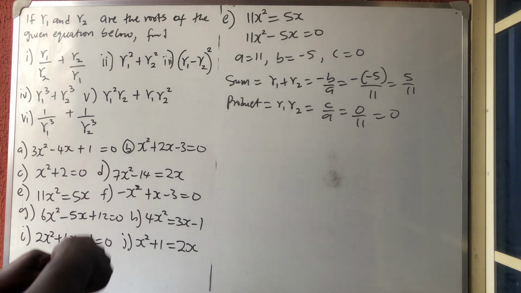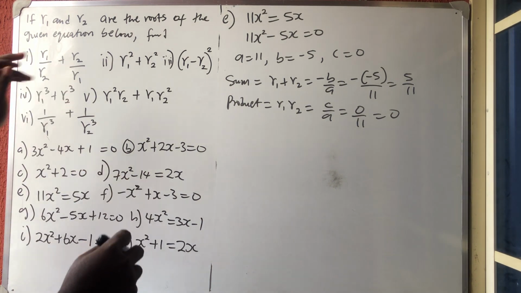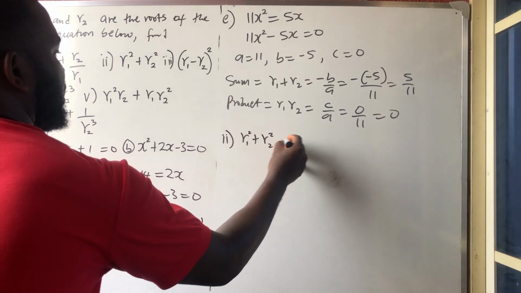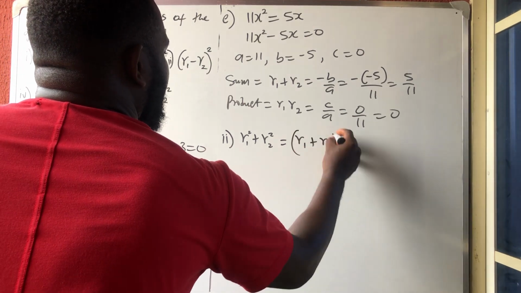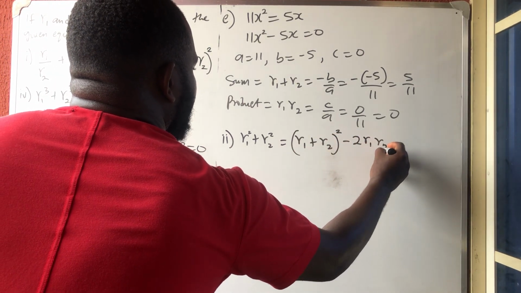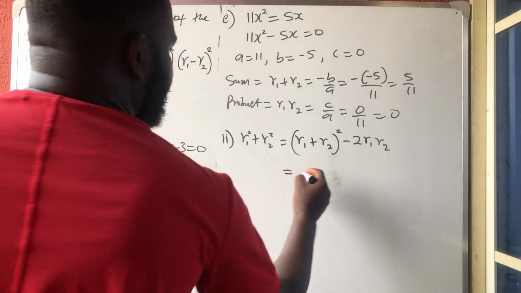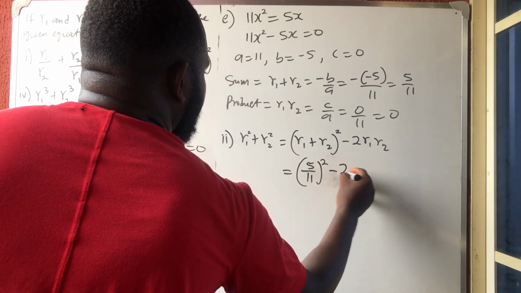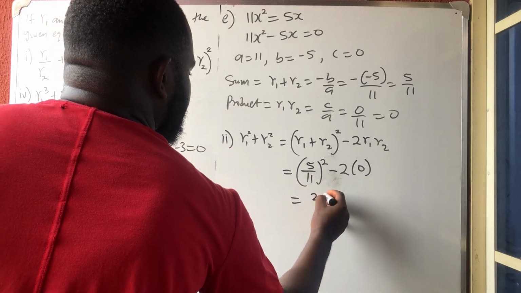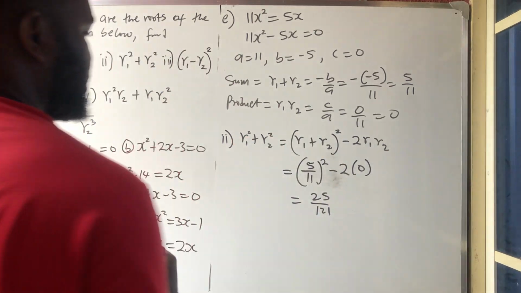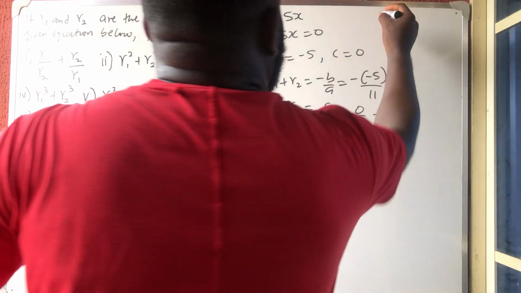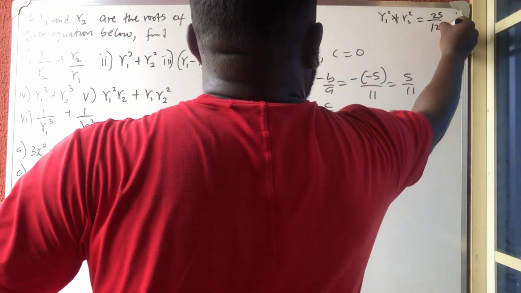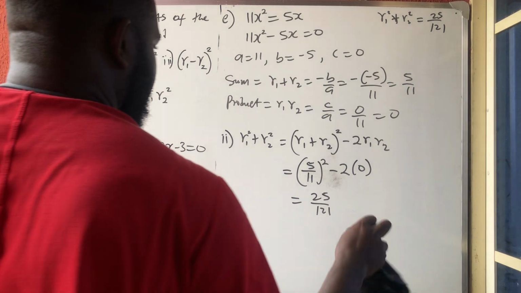Okay, so now let me start from number 2 again as usual. I said r1 plus r2 squared, and the formula is r1 plus r2 all squared minus 2 r1 r2, which is what? r1 plus r2 gave me 5 over 11, 5 over 11 all squared minus 2 into 0, which is 25 over 121, because anything times 0 is 0. So I got that r1 plus r2 squared is equal to 25 over 121. Okay, so it will help me to get the next that I want to get.